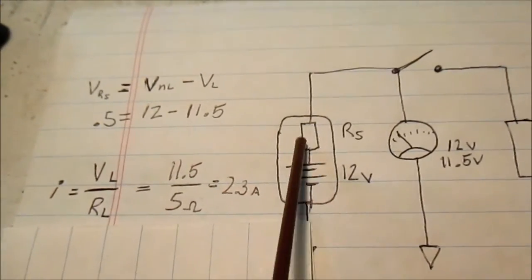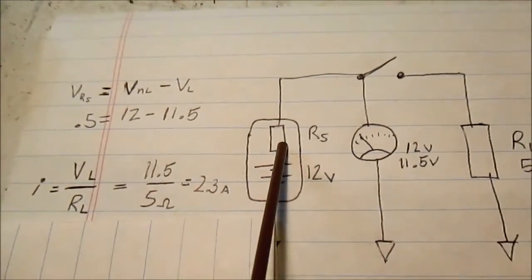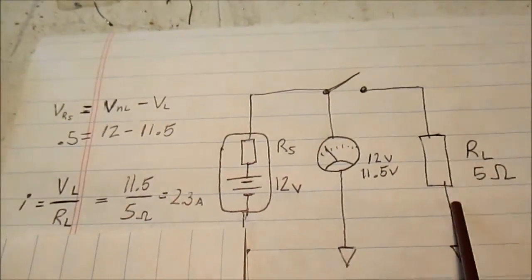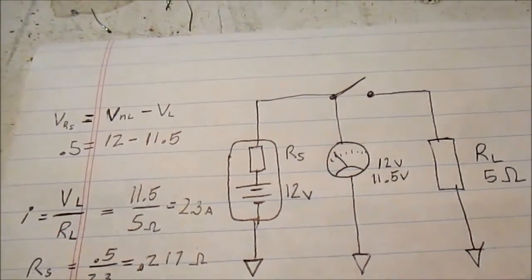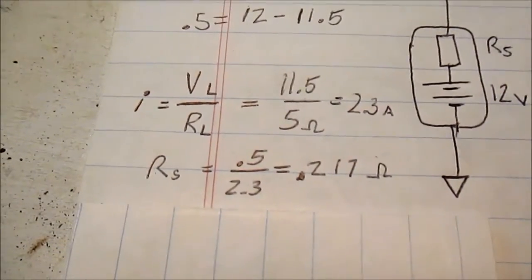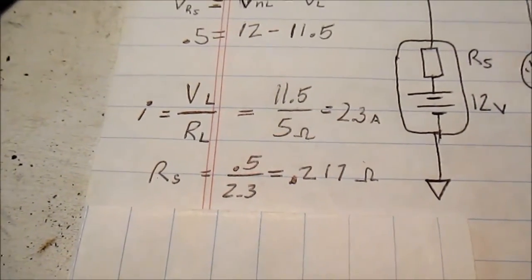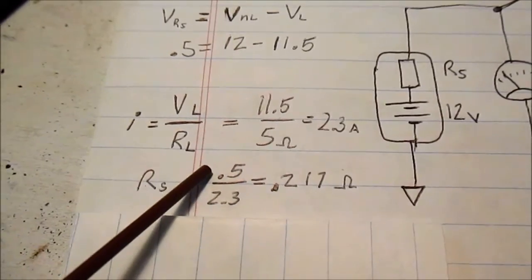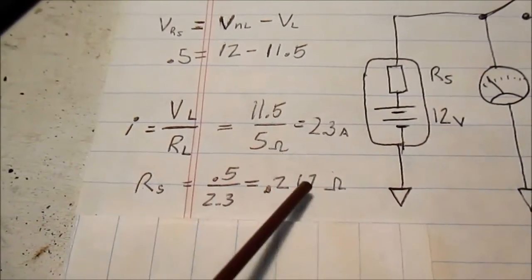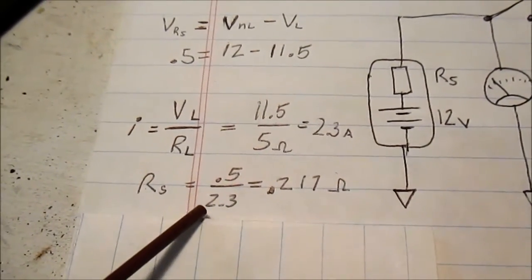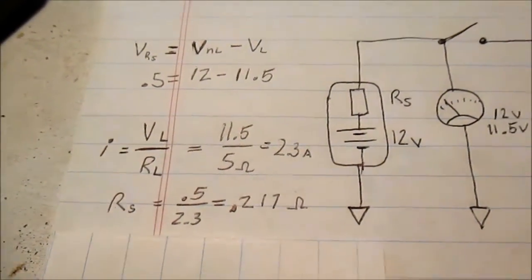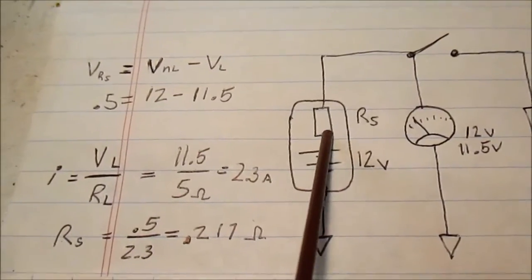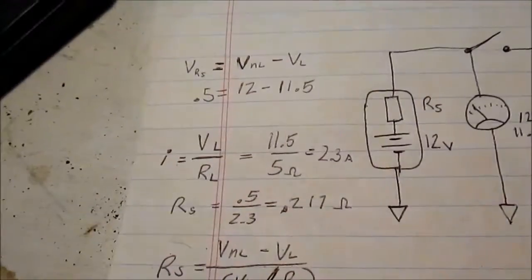We have everything we need because current in this part of the circuit is going to be the same going through the load resistor. So it's half a volt divided by 2.3. Again, Ohm's law. Voltage on top, we're trying to find a resistance. Current on the bottom, 0.217 ohms. So we have measured what the series resistance is.